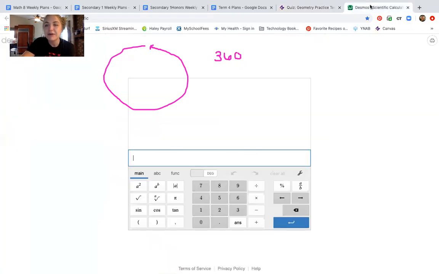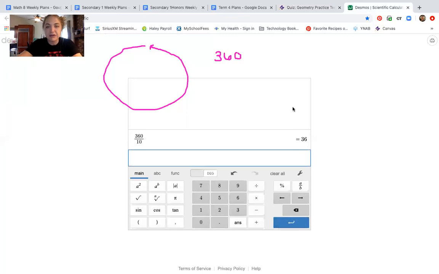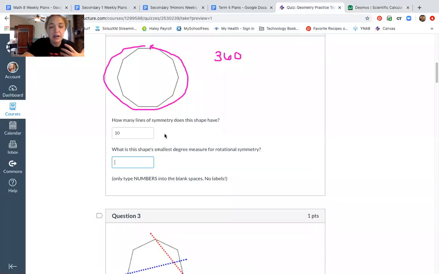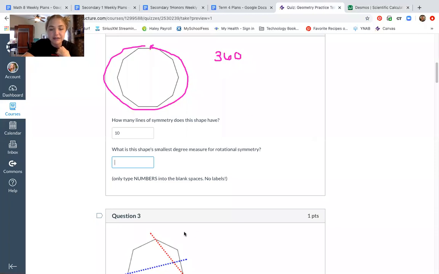So I am going to come over here to my calculator, and I'm going to say 360 degrees, and I'm going to divide that by the 10 sides on the figure. And when I do that, I get 36. So for question number 2, the second part here, the smallest degree of measurement is 36 degrees. So I do 360 divided by how many sides were on the whole figure, which gives me 36.